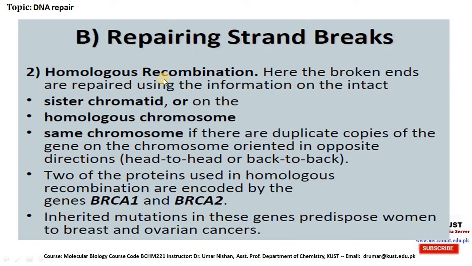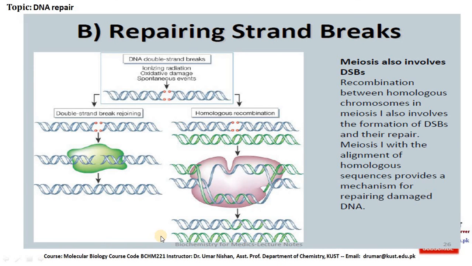Repairing strand breaks. Homologous recombination. Here the broken ends are repaired using the information on the intact sister chromatid or on the homologous chromosome. Same chromosome, if there are duplicate copies of the gene on the chromosome oriented in opposite direction, head to head or back to back. Two of the proteins used in homologous recombination are encoded by genes BRCA1 and BRCA2. Inherited mutations in these genes predispose women to breast and ovarian cancers. Here is repairing strand breaks.